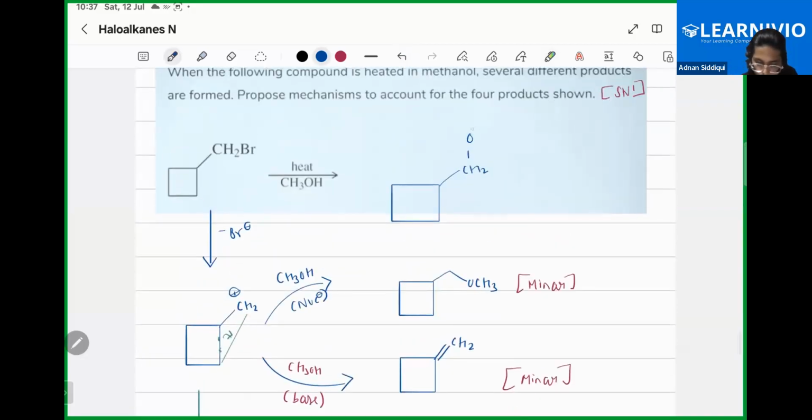So at this time, your CH3 will attack this methanol like this, OCH3H positive, and it will sacrifice this bond and give you something like this, right? But this is a minor product because of not much stability.